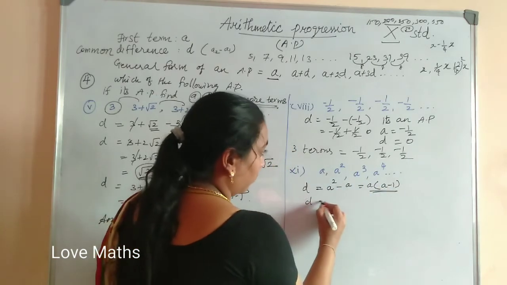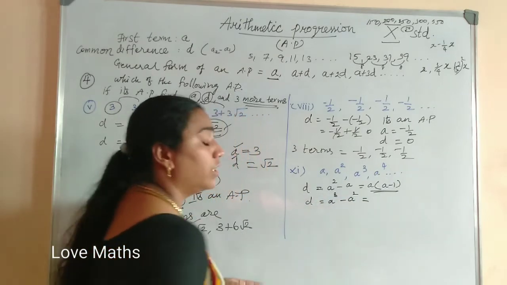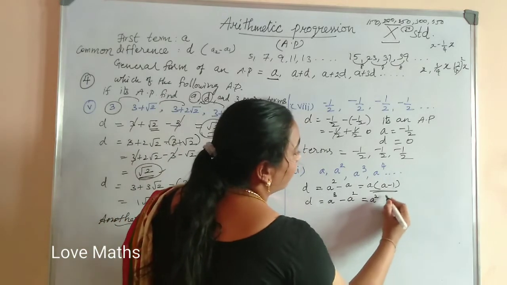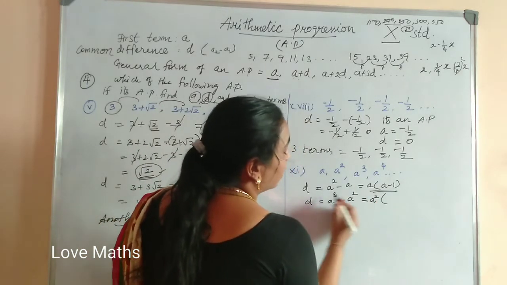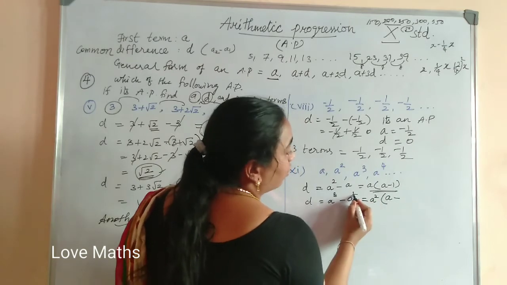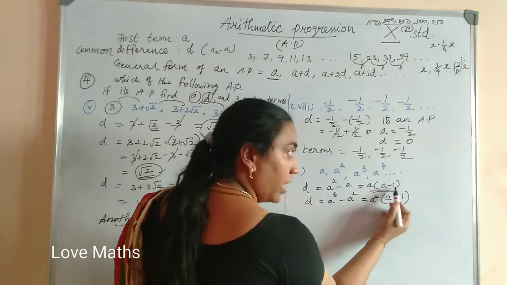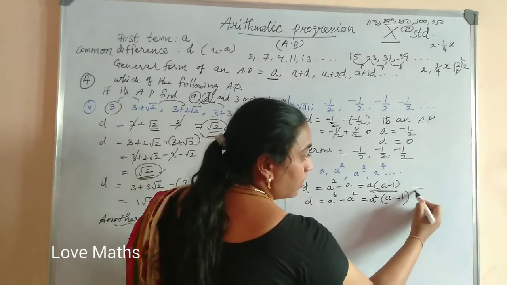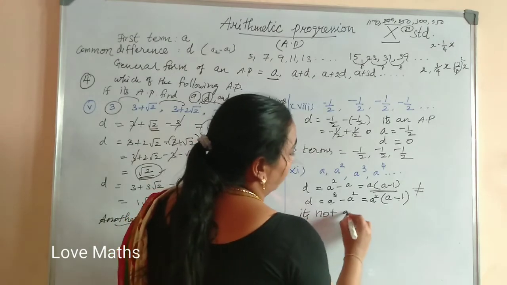Next, a cube minus a square. In these two terms, a square is common. If you take a square outside, what is the remaining? a cube is 3 times, a square is 2 times. I take the 2 times outside, remaining 1 time. So this is a square into a minus 1. The earlier one was a into a minus 1. Are both equal? No, not equal. So it's not an AP.